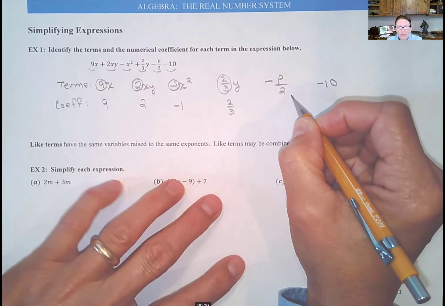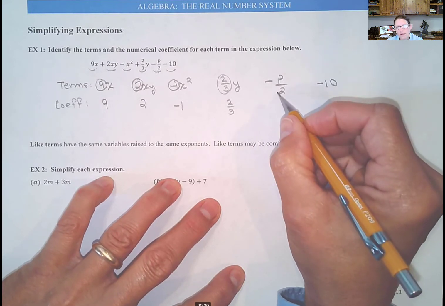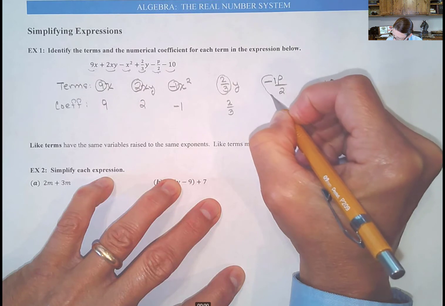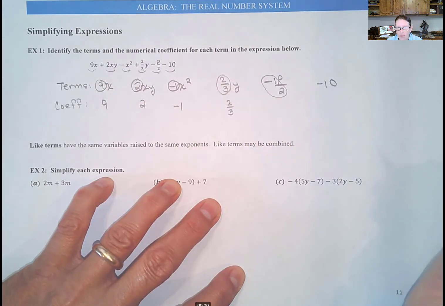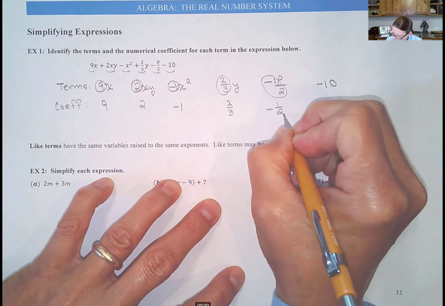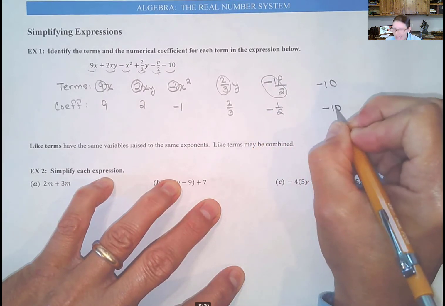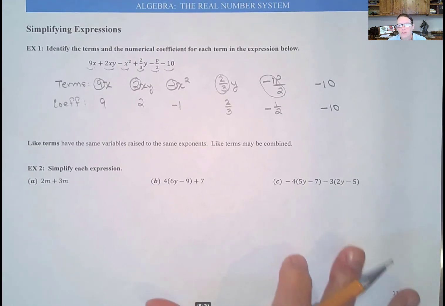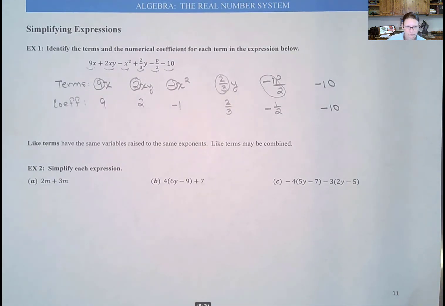Okay, here's another one to be careful with. The coefficient of negative p over 2, okay, the number part is negative 1/2. And that last term is simply a number term or a coefficient unto itself, negative 10.